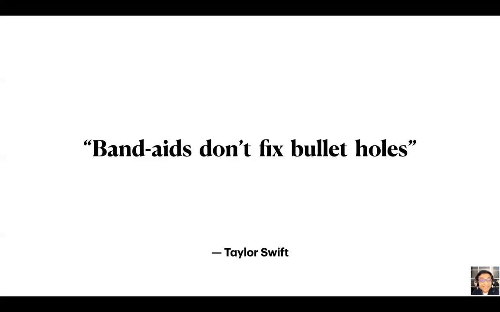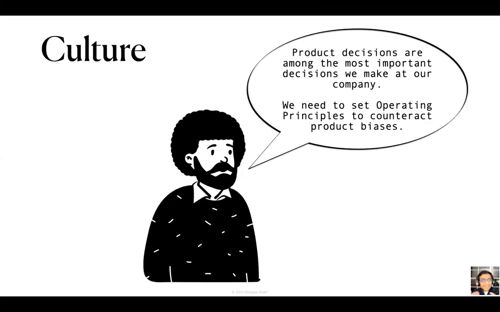And we must remember that lasting org-wide change cannot come through surface level treatment. That's why I love this quote from Taylor Swift. Indeed, band-aids don't fix bullet holes. That's why the best long-term solution is culture change. And the ultimate onus for avoiding these traps is on PM, engineering, design leaders. If our product decisions will make or break our company, doesn't it make sense to have core values and operating principles that counteract these product biases so that we can make better product decisions?